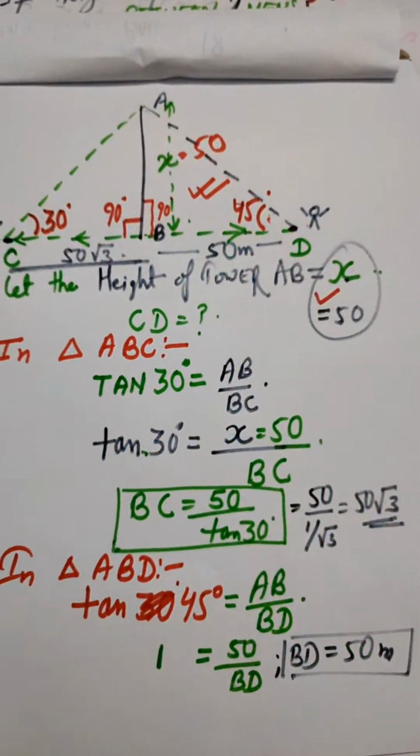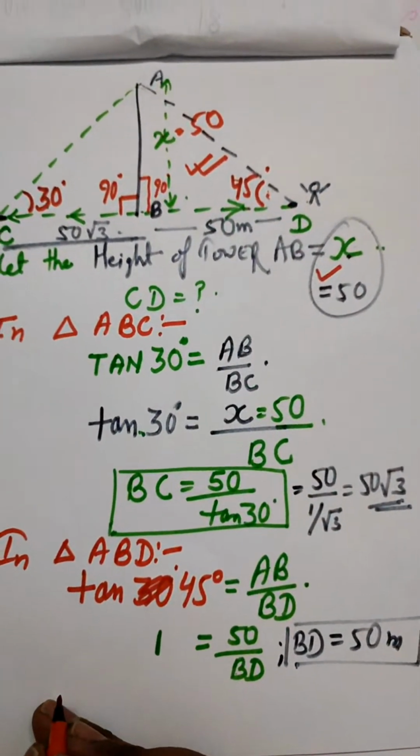So the distance between the two men is equal to CD.